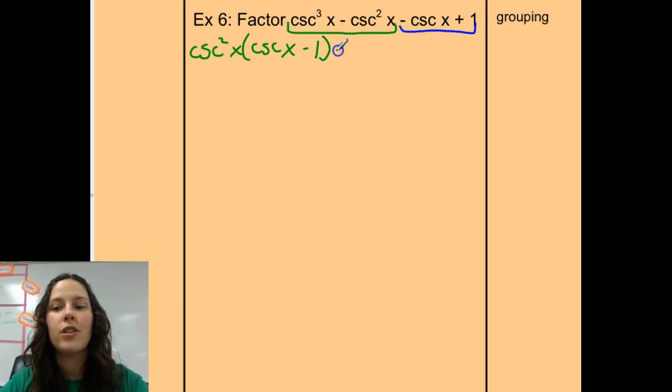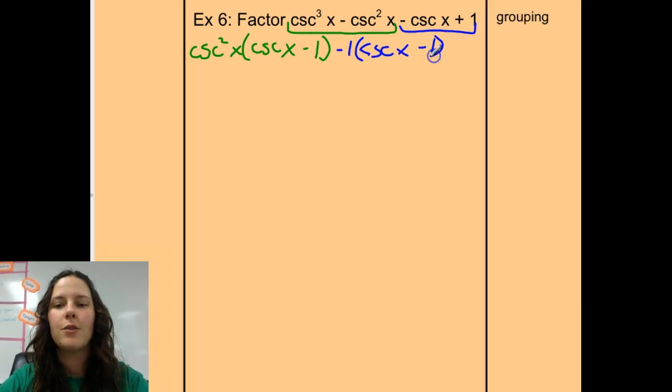Our second two terms, they don't have a GCF. However, I want the signs to match the parentheses in the green one. So I'm going to factor out a negative 1 so that I have positive cosecant minus 1. Once I get those terms to match, I'll factor out that cosecant x minus 1. And then what's left is the cosecant squared minus 1.